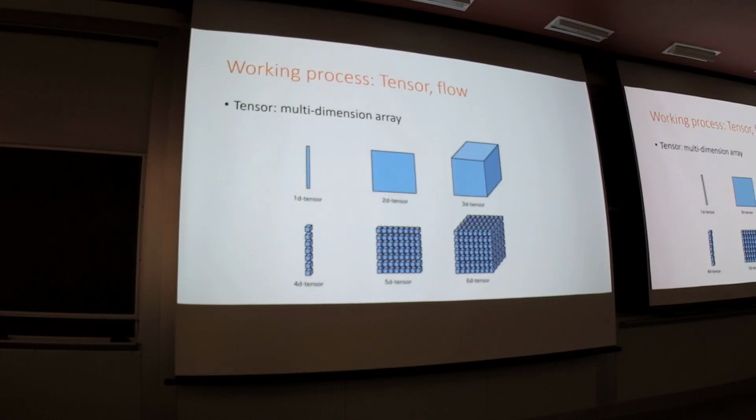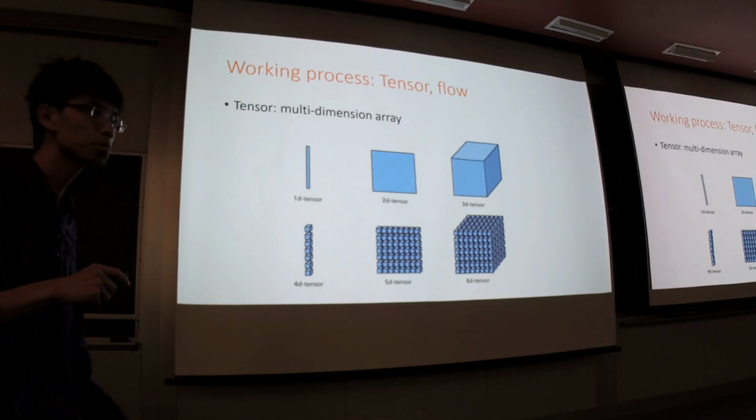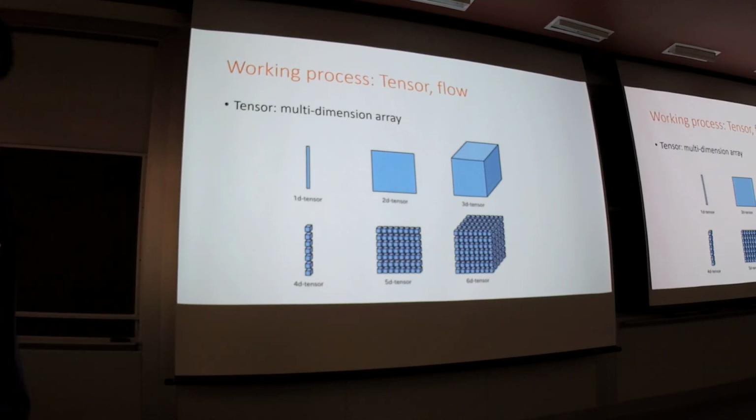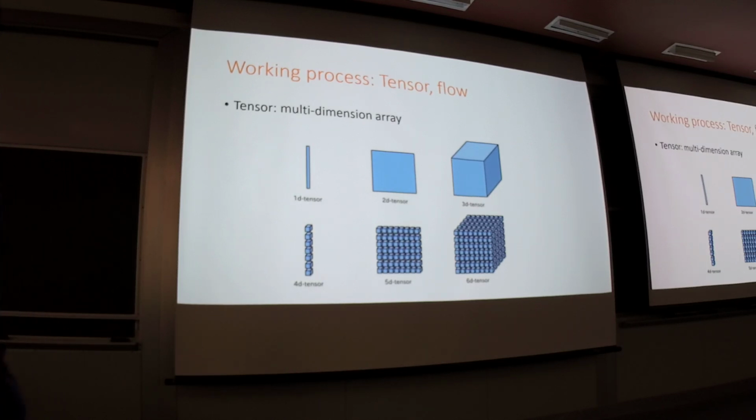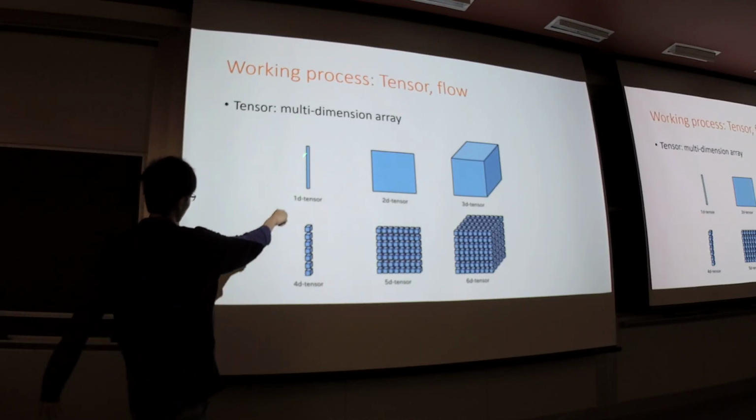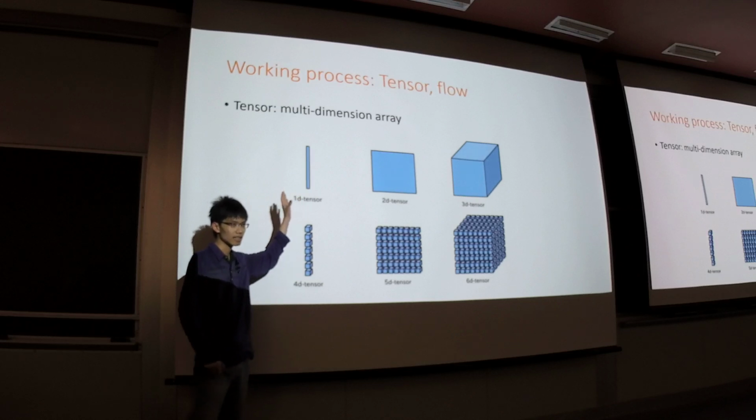Okay. So the working process, the framework of TensorFlow is easy, just as its name. You define the tensor, and then you let it flow. So what is a tensor? As we said, it's just a fancy name for a multi-dimensional array. The one-dimensional tensor is just a vector.